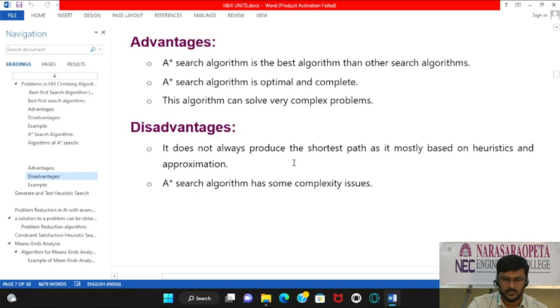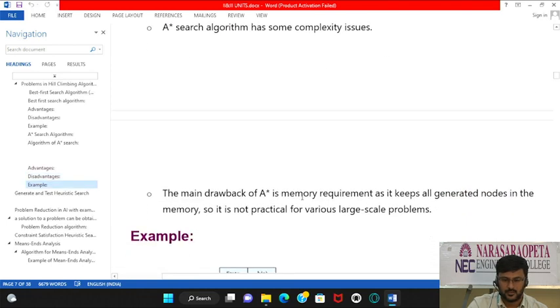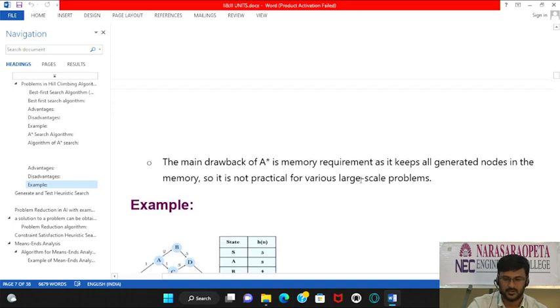The main drawback of A-star is memory. It has to keep all generated nodes in memory, so it is not practical for various large-scale problems.